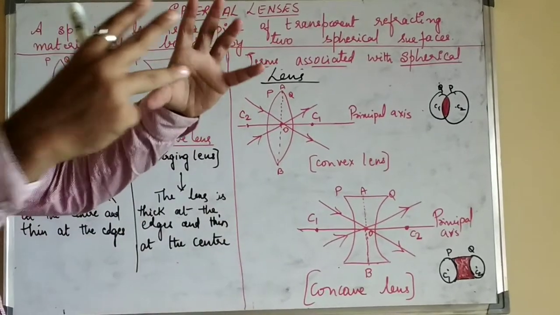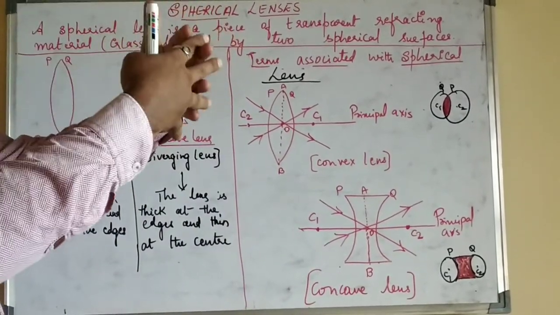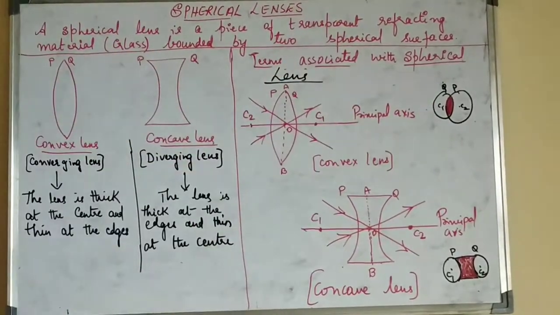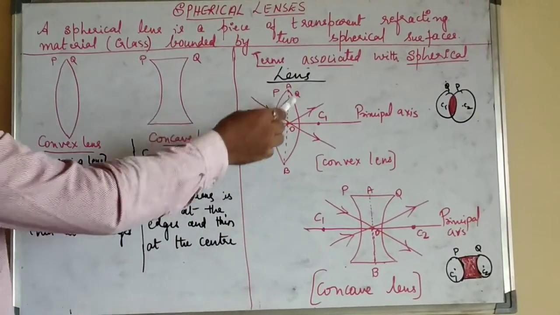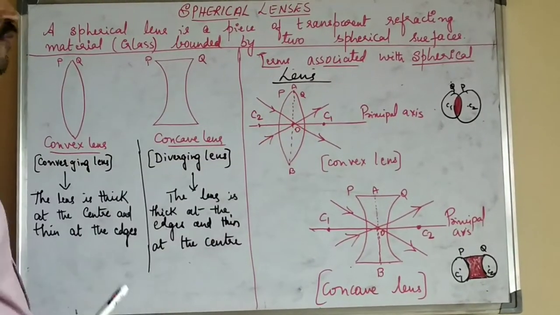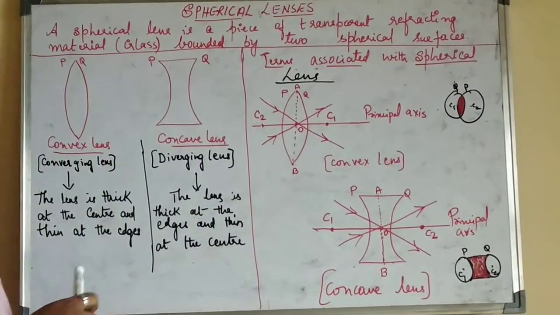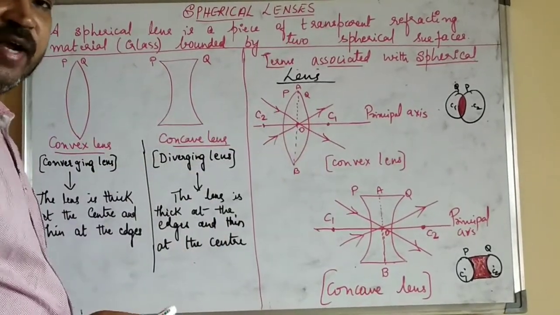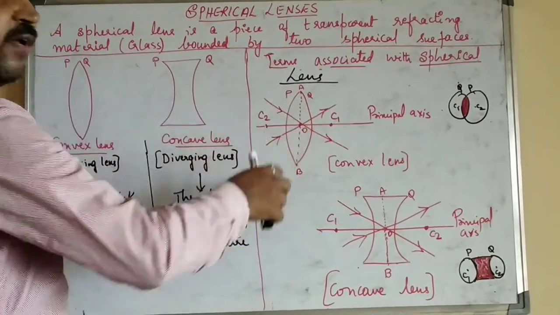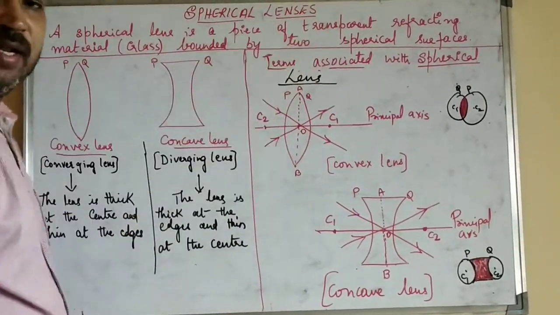Just assume that when these two spheres make an intersection, in between you are getting a convex lens. So what is the center of curvature? The center of curvature is defined as the centers of the two spherical surfaces of the spherical lens.